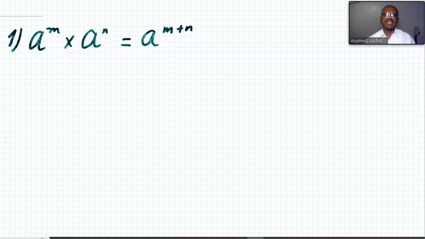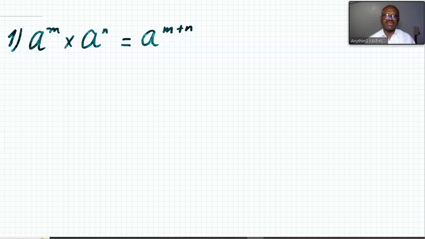Now, when you look at this law carefully, on the left-hand side, we have two indices, but they have the same base, being A. And these indices are separated by the mathematical operation, multiplication. And if this happens, the rule or the law says, maintain the base and add the two powers. That is why we have A raised to the power m plus n on the right hand side of the equation.